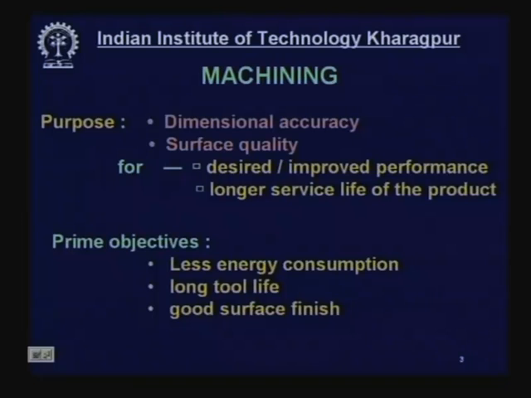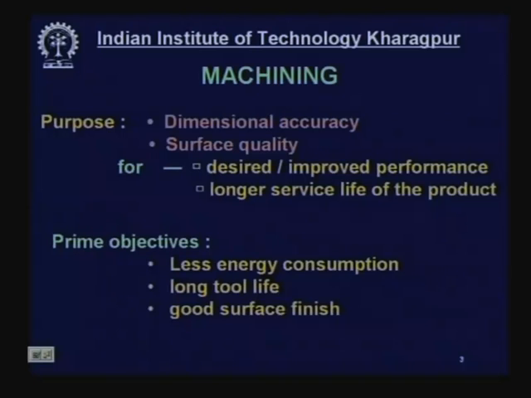The purpose of machining is to impart the dimensional accuracy and surface quality to the job. After preforming by casting, rolling, forging, we do not get appropriate dimension and surface finish. Those have to be imparted by machining. This dimensional accuracy and surface quality are essential for the component to serve the desired purpose or to improve the performance, and also for longer service life of the product.